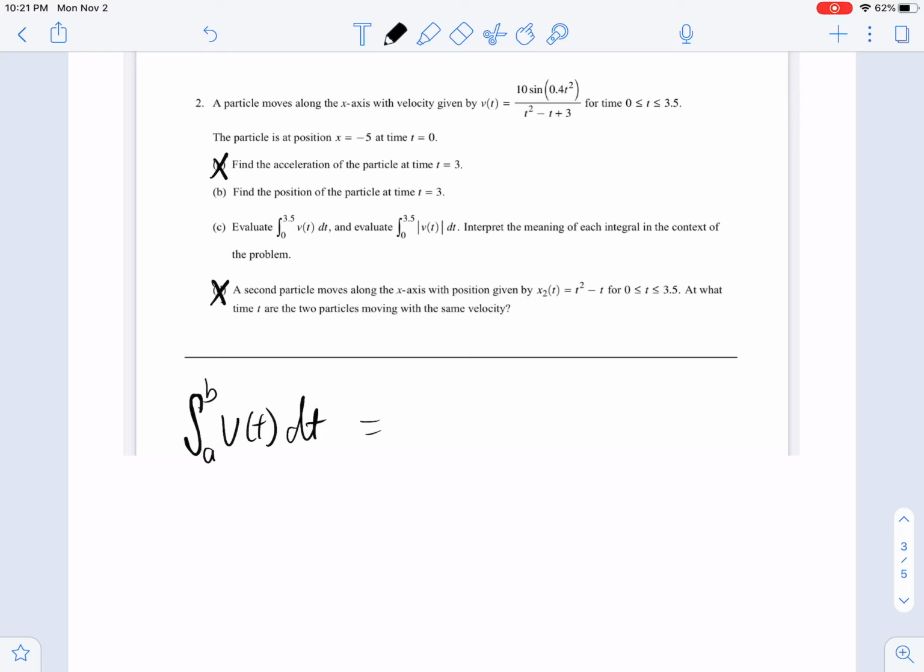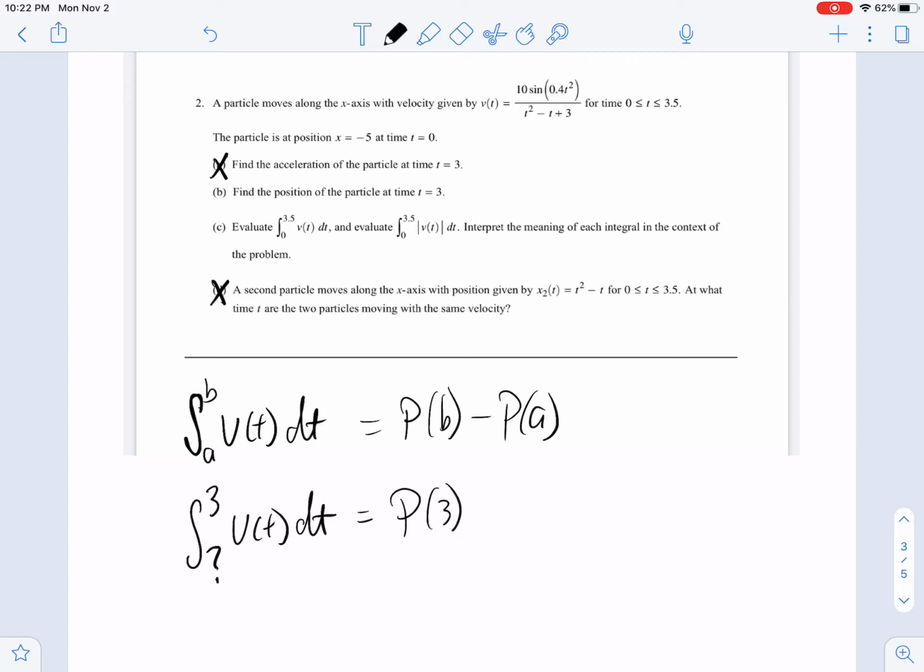If I go from A to B, I'm going to get the position of B minus the position of A, because the integral of velocity is position. So this is a fact we should know. Let's think about what I really want to know: the position at time 3. So this will be position of 3 minus position of question mark.